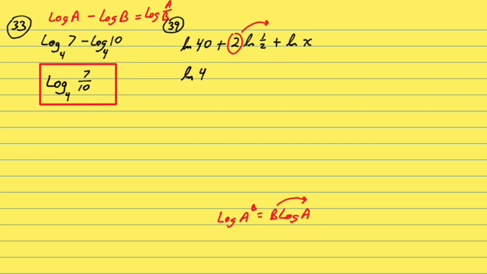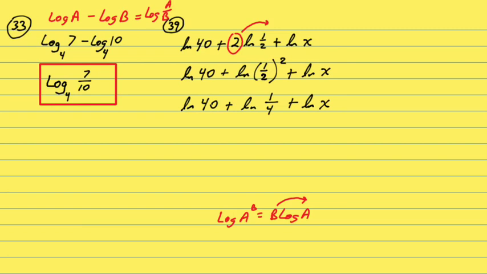So I have natural log of 40 plus the natural log of 1/2 raised to the second, plus ln of x. Well, what is 1/2 to the second? 1 squared and 2 squared, right?